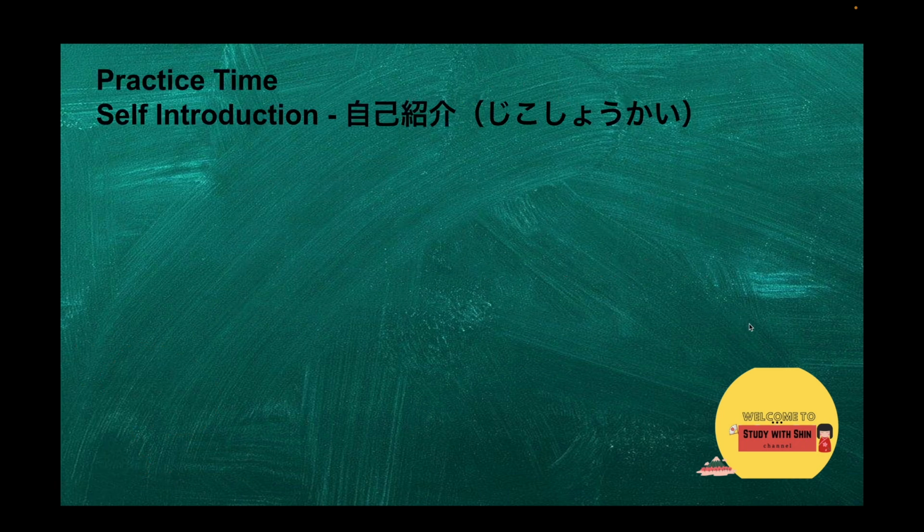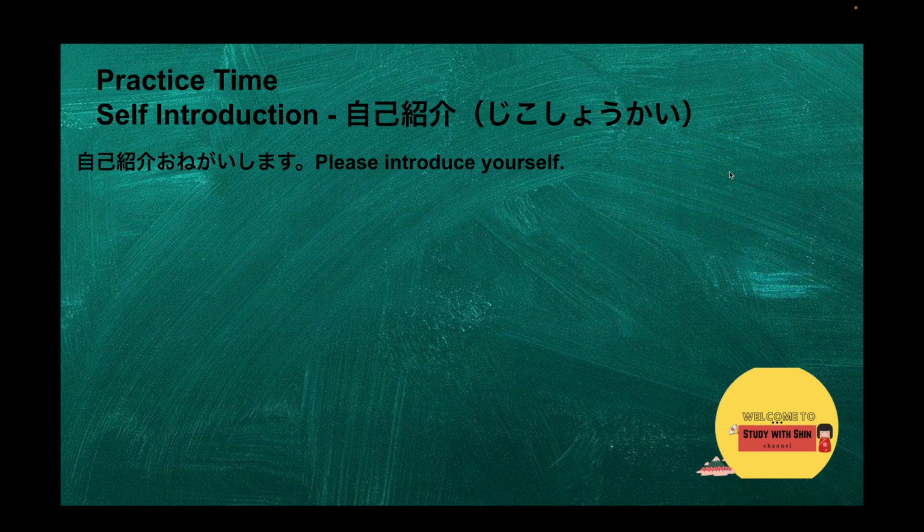Now, we have finished learning all the important grammar points. So, let's try to practice how to introduce ourselves in Japanese, okay? So, self-introduction, which is 自己紹介. 自己 means self. 紹介 means introduction. 自己紹介 self-introduction.